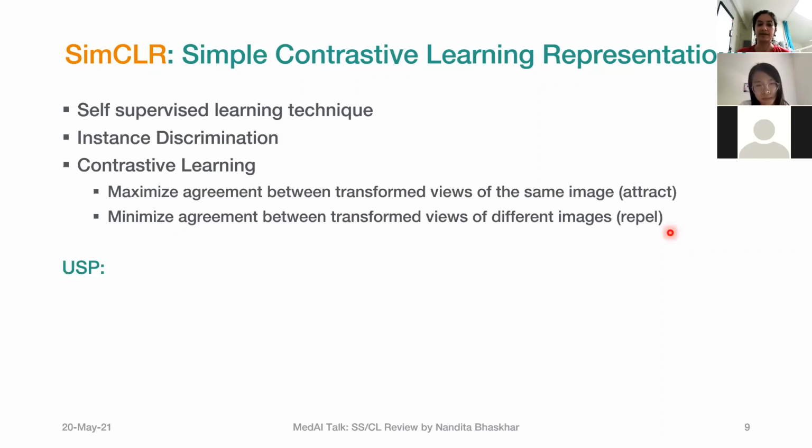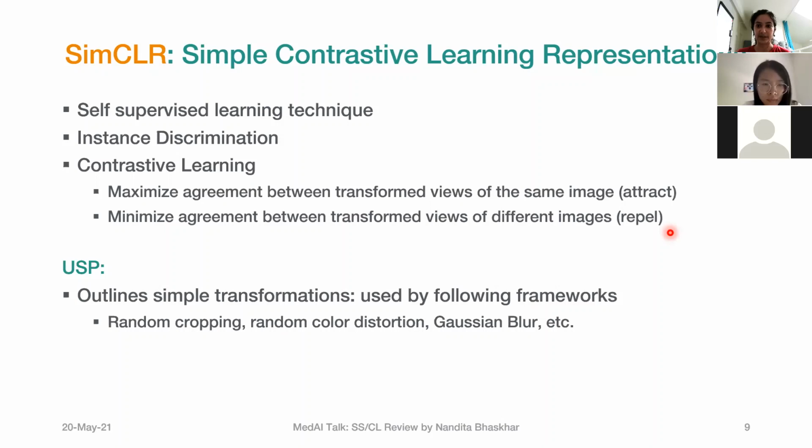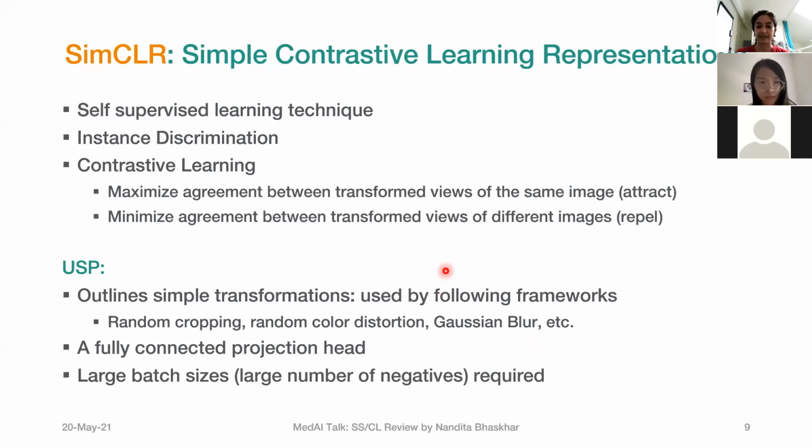The unique selling point of SimCLR is that this was one of the first papers to actually prove that this contrastive learning technique is scalable and works in a large setting for current day purposes with deep learning networks. It outlines a bunch of simple transformations that work really well in practice, such as random cropping and color distortion. It also introduced this fully connected projection head, which I'll talk about in a few slides. It also introduced this large batch size requirement because of the negative samples.